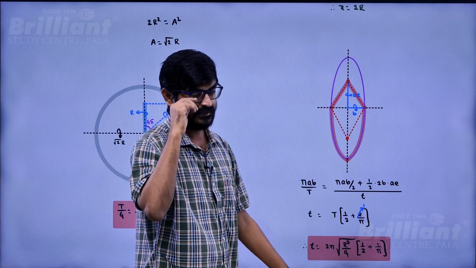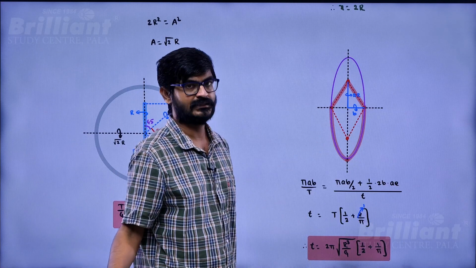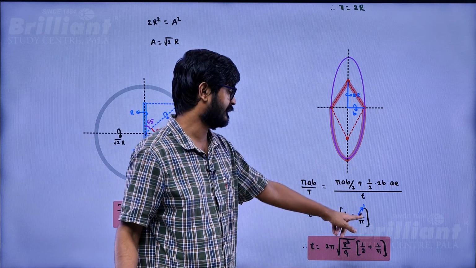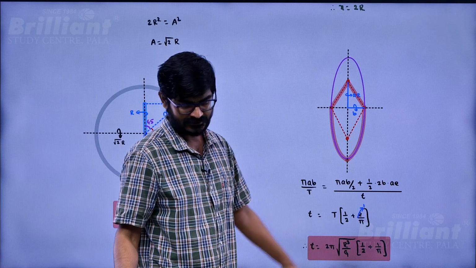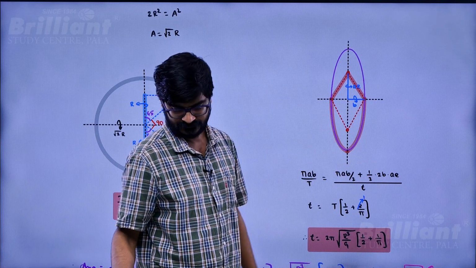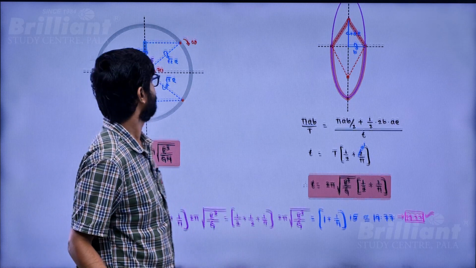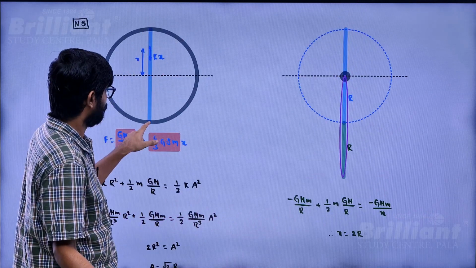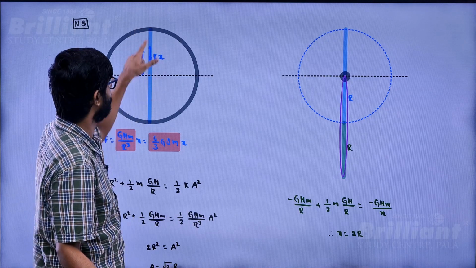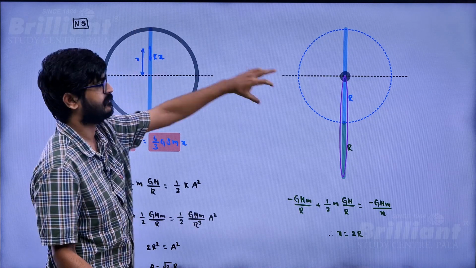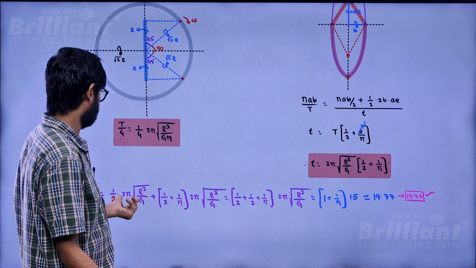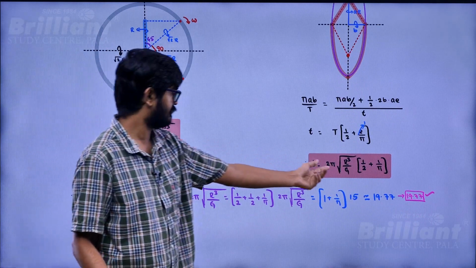That's how it looks, but in this particular question E is 1. It is a flattened ellipse, right? When you substitute E is 1, you will get this much time. This much time is the time taken to go from here to here. But what we need is this time plus this time plus this time plus this time. So basically we need 2 times of this and 2 times of that.